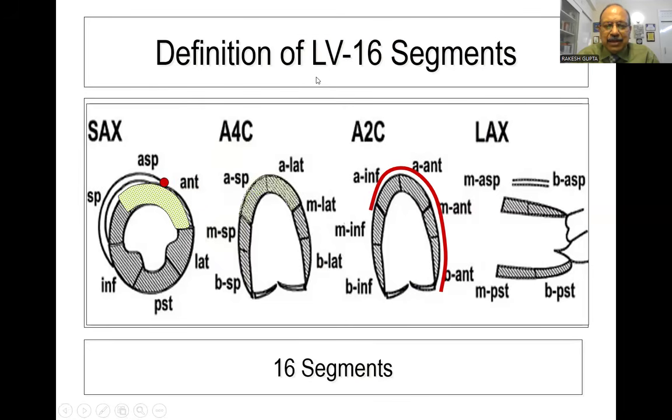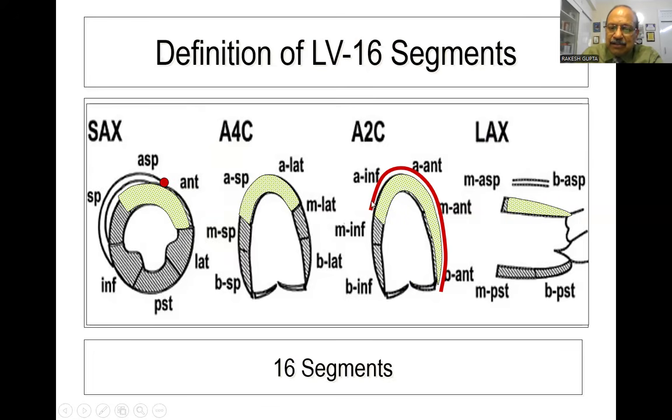Now this is a pictorial diagram of how my heart is supplied. Look at this. Let's go to 4-chamber, 2-chamber and long axis view. I told you that in the 4-chamber view, apical septum and apical lateral are supplied by the LAD.